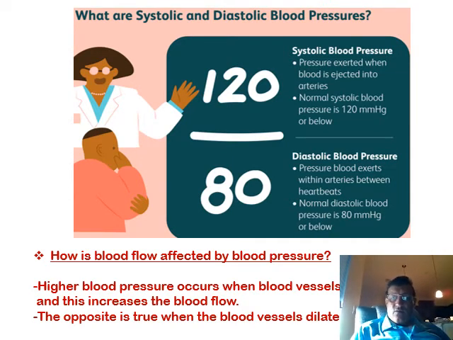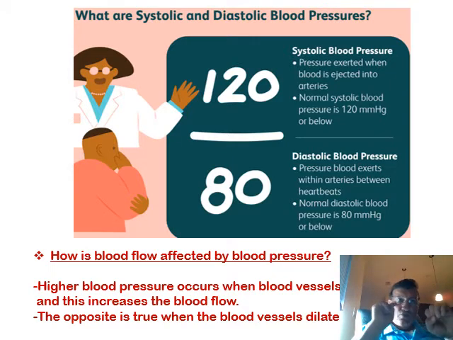So how is blood flow then affected by blood pressure? Well, higher blood pressure occurs when the blood vessels have constricted. Your brain has told them to constrict, or something you've taken has told your blood vessels to constrict. When they constrict, they shoot the blood through at a higher speed. It's like putting your finger over the garden hose. The opposite is true when blood vessels open up and dilate: blood pressure goes down.